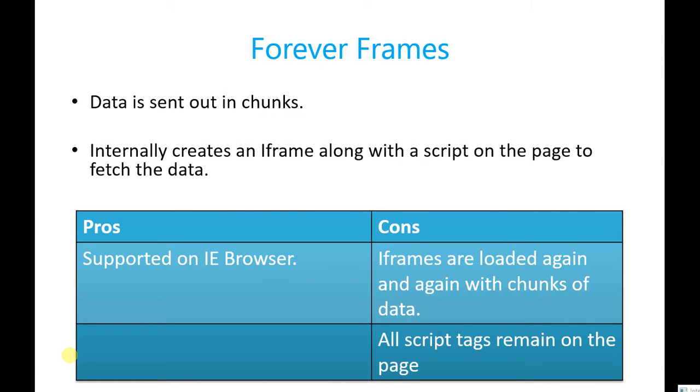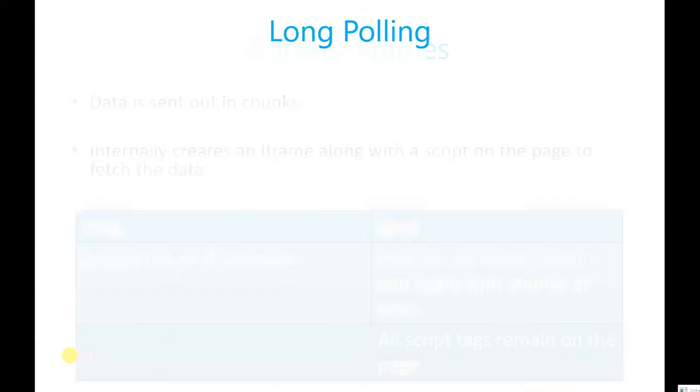Forever frames: data is sent out in chunks. And the interesting part is that whenever data is sent in chunks, if you lose one of the chunks, your whole data is going to be broken. The pro is that it is supported on the IE browser, and the con is that iframes are loaded again and again with a chunk of data. All script tags remain on the page, so there are some hacking issues as well.